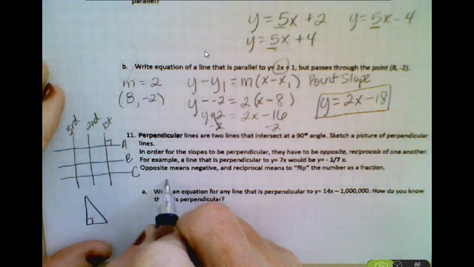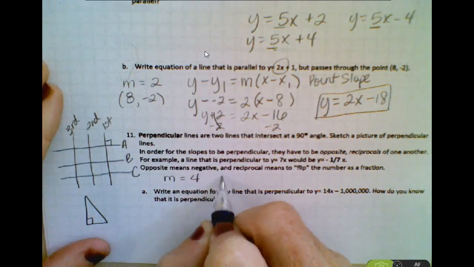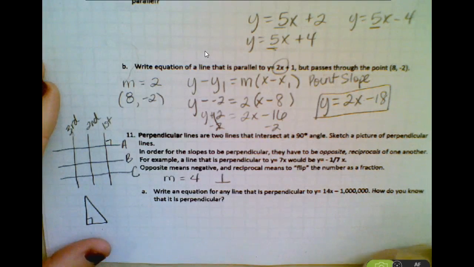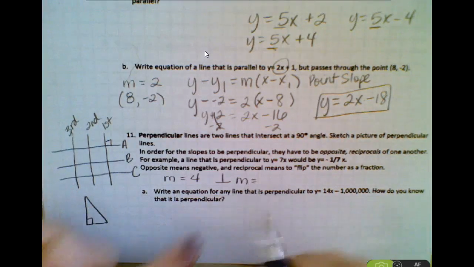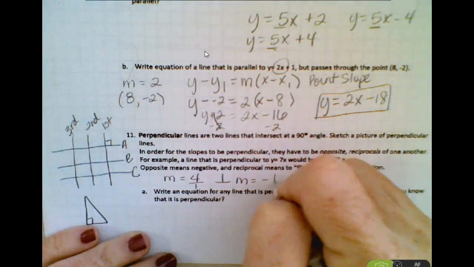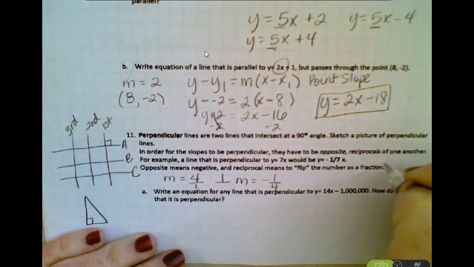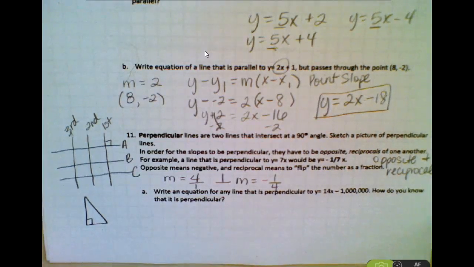So if I gave you the slope of the first line was 4, and this is a sign you'll see for perpendicular, the line that is perpendicular to it would have a slope of what? What's the opposite of 4? Negative 4. What's the reciprocal of negative 4? Well, 4 is the same thing as 4 over 1. Negative 1/4. It's the opposite and reciprocal.